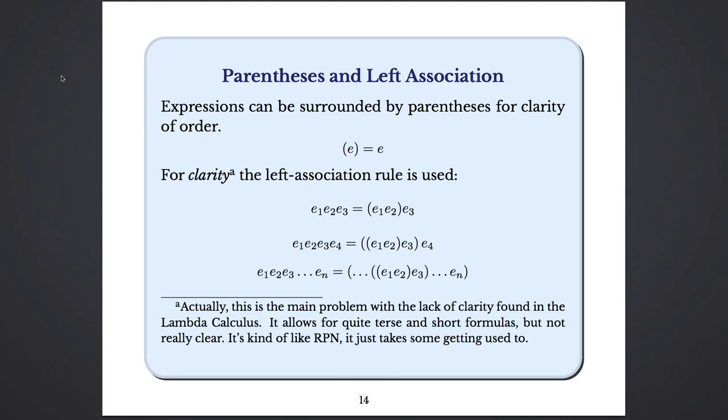You can use parens to give yourself some clarity, but if you don't have parens, it uses the left association rule. Say you had three expressions. If you just had two, we already said you'd have this expression applied to this expression. So if you have e1, e2, e3, first you apply this to this, then you have a new expression, and you can then apply this expression to the third, and of course this chains to however many expressions you've got.